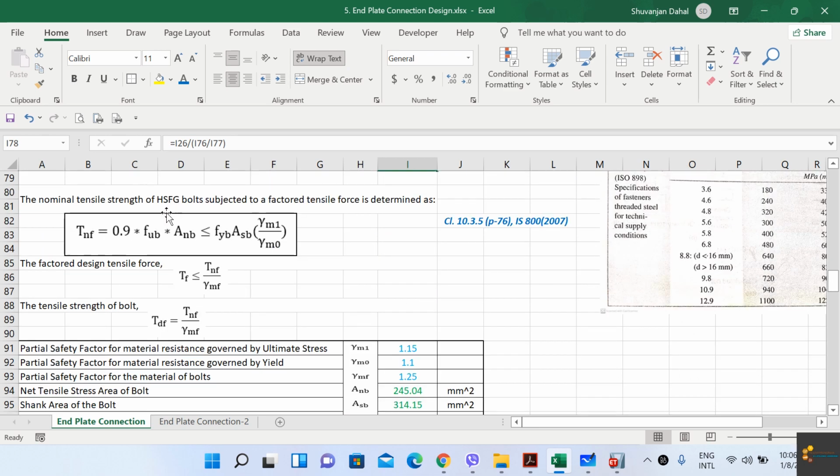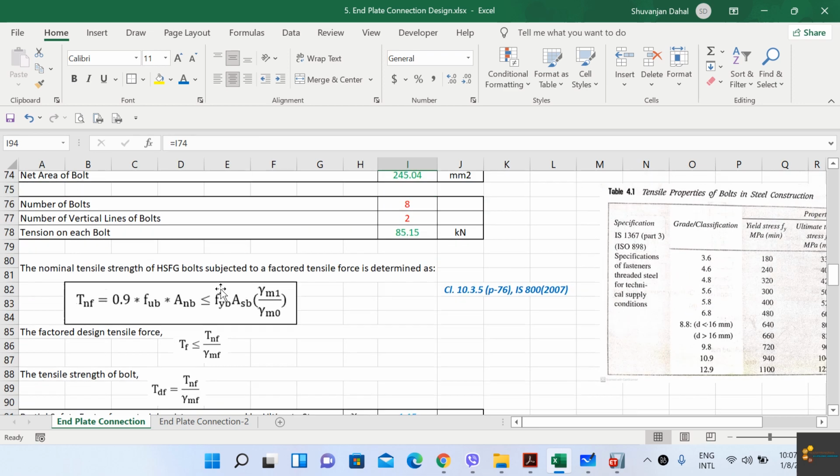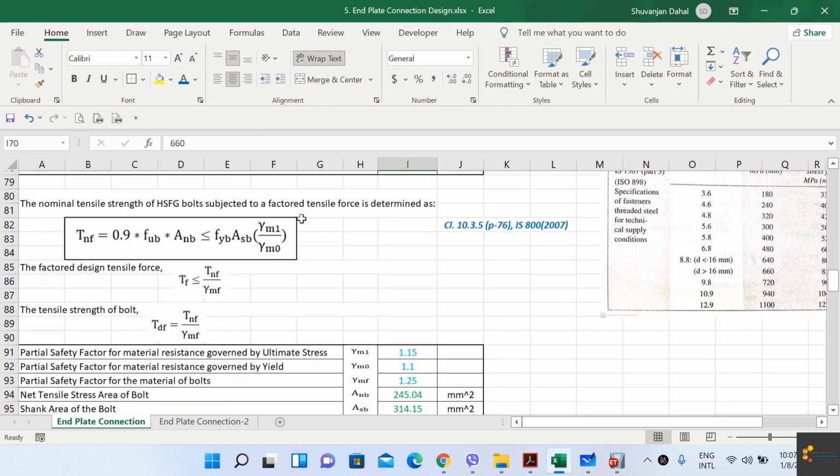Now the nominal tensile strength of HSFG bolts, that means high strength friction grip bolts that we will be using here, is given in clause 10.3.5, page 76 of IS 800. The nominal tensile strength is given by this formula here, 0.9 FUB into ANB. We will see what these symbols represent. And this nominal tensile strength should be less than or equal to FYB into ASB into gamma M1 by gamma M0. So first let's see here, FUB means the ultimate tensile strength of bolt, which is 830 MPa as we have seen above. ANB is the net tensile area of bolt, which we calculated above, 0.78 into pi by 4 d square. FYB is the yield stress of bolt, which comes out to be 660 newton per mm square.